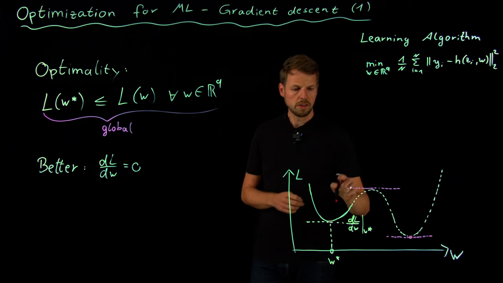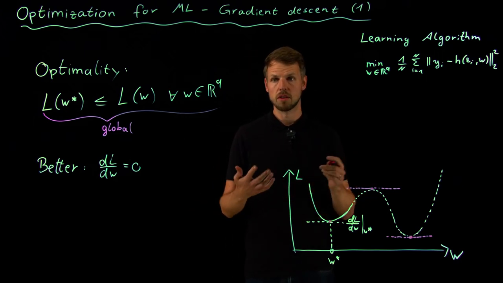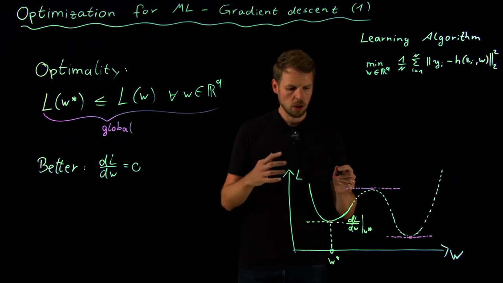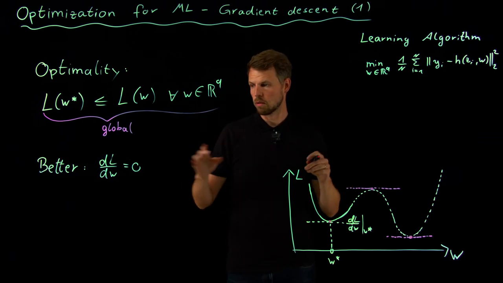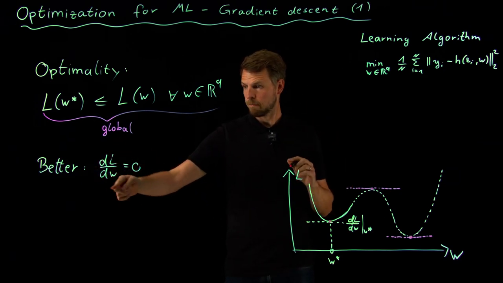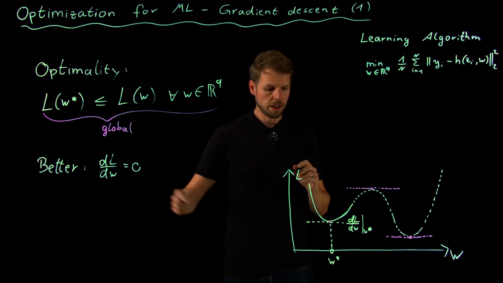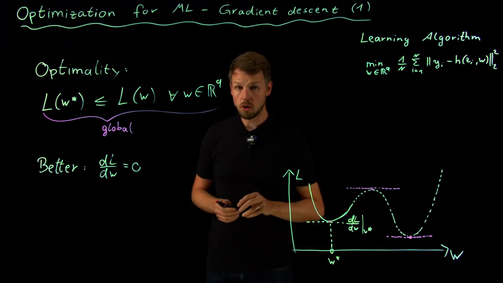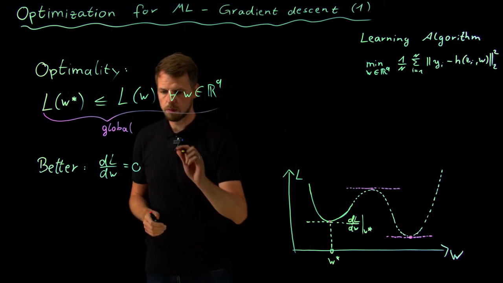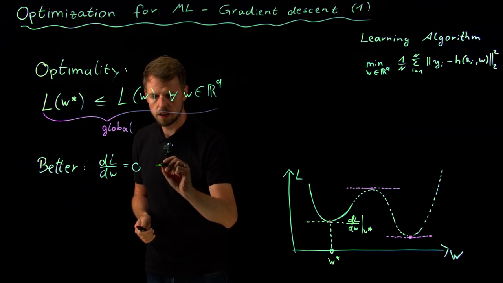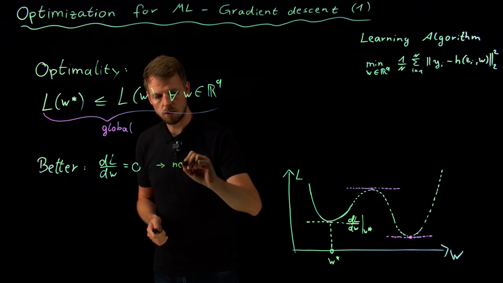Okay, so we see now the gradient, or the derivative, gives us a very good tool to just look locally, right? If the derivative is zero, then I am clearly in a minimum or a maximum, right? So what this means is that it's a necessary condition only.